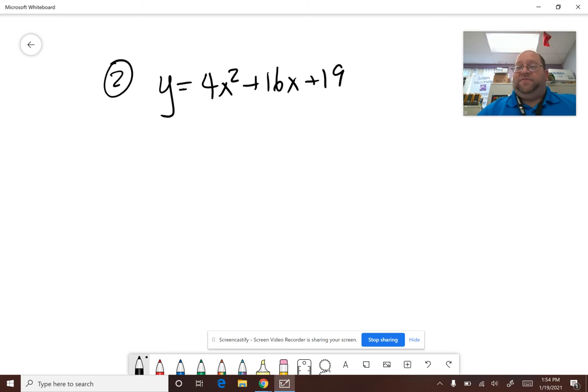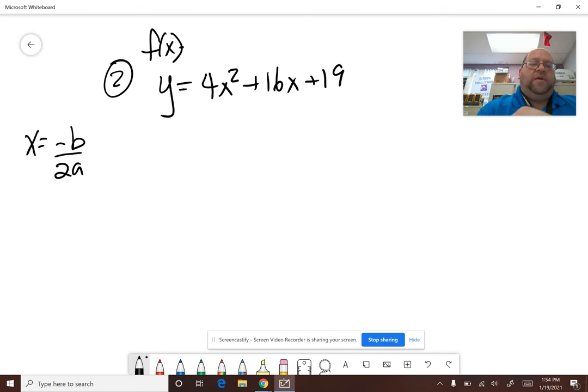Again, to get this in vertex form, well, obviously, I'm going to have to find the vertex. So one more time, the way we find the vertex is the x-coordinate of the vertex anyway, is -b over 2a. Okay? So remember our standard form, f of x equals ax squared plus bx plus c. So I'm looking for -b.